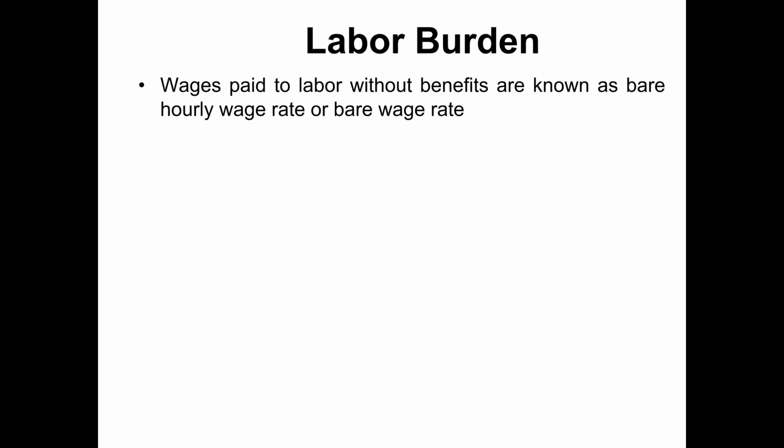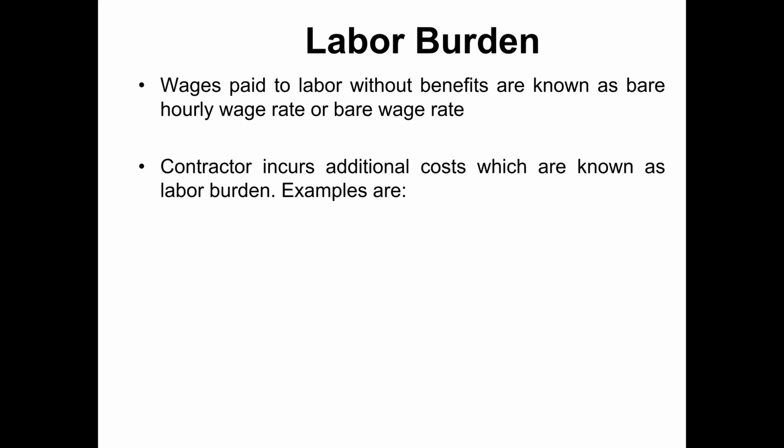Wages paid to labor without benefits are known as the bare hourly wage rate or bare wage rate. Without any benefit, it's the take-home salary that we are going to pay them. The contractor incurs additional costs, which are known as labor burden. We are going to learn a number of these additional costs now.